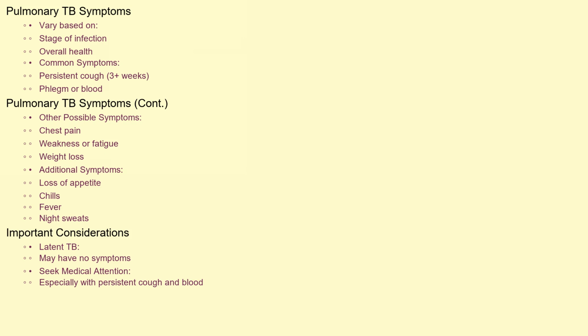While TB rates have been declining in some regions, challenges remain in controlling its spread and preventing drug-resistant strains from emerging. The symptoms of pulmonary TB can vary depending on the stage of infection and the individual's overall health. Common symptoms include a persistent cough that lasts for 3 or more weeks, often producing phlegm or blood. Other symptoms may include chest pain, weakness or fatigue, weight loss, loss of appetite, chills, fever, and night sweats. It's important to note that some people with latent TB infection may not experience any symptoms at all. If you experience any of these symptoms, especially a persistent cough with blood, it's crucial to seek medical attention promptly.